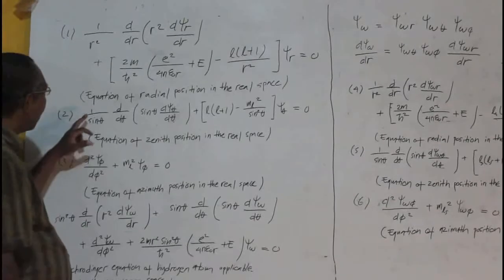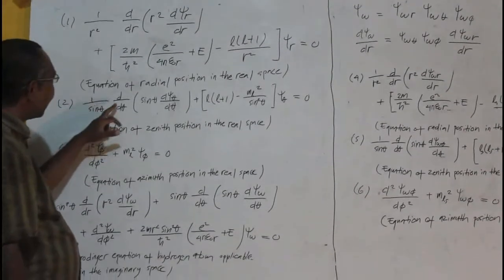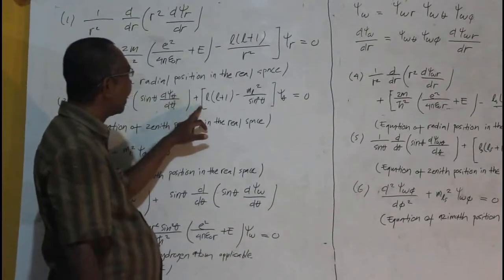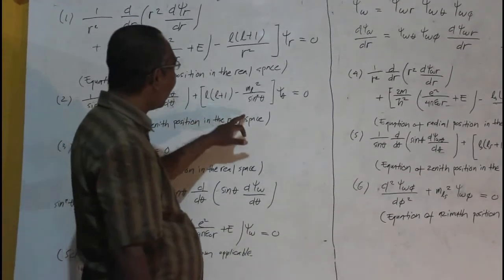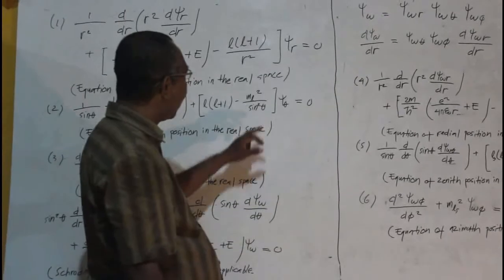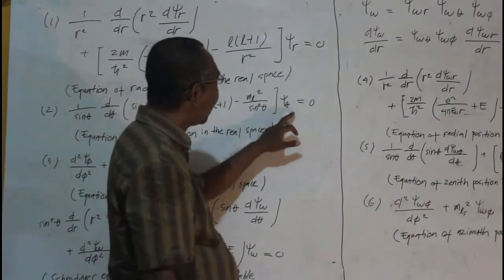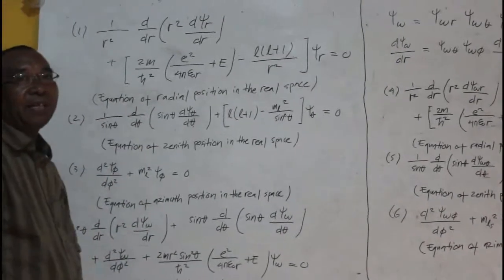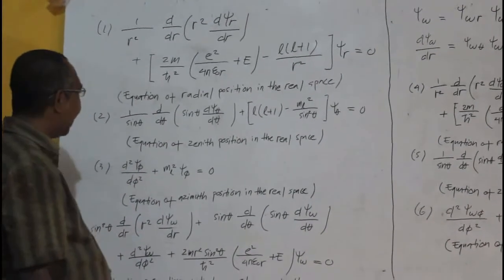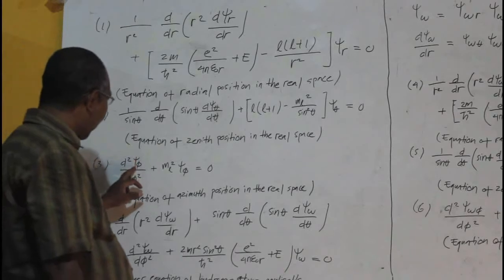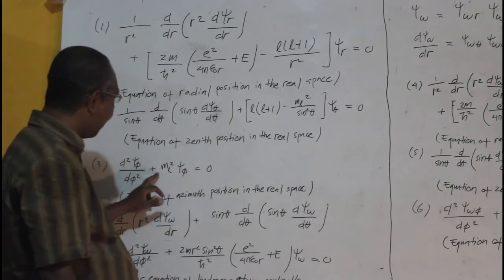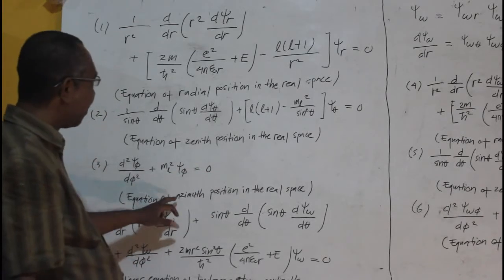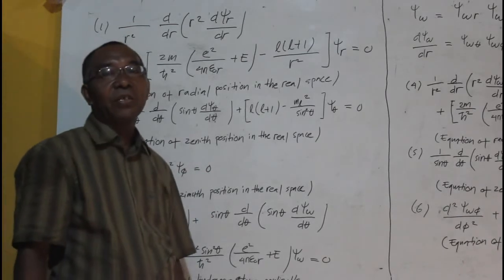And equation 2: 1 over sine theta times d over d theta of sine theta d psi theta over d theta plus L times L plus 1 minus ml squared over sine squared theta times psi theta equals 0. This is the equation of zenith position in the real space. And equation 3: d squared psi phi over d phi squared plus ml squared times psi phi equals 0. This is the equation of azimuth position in the real space.